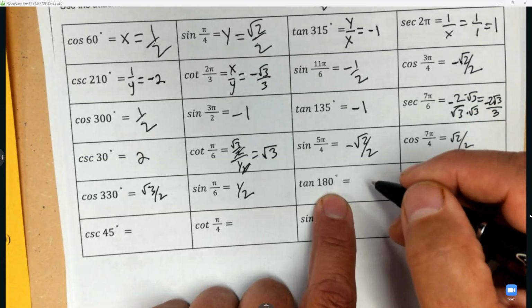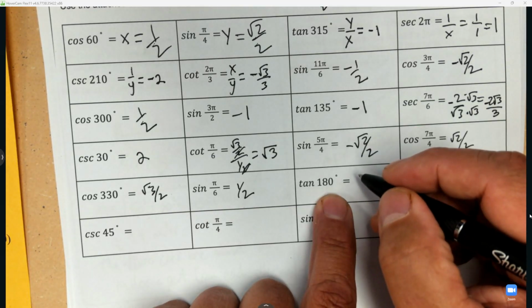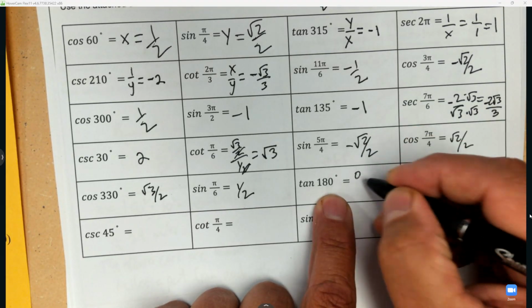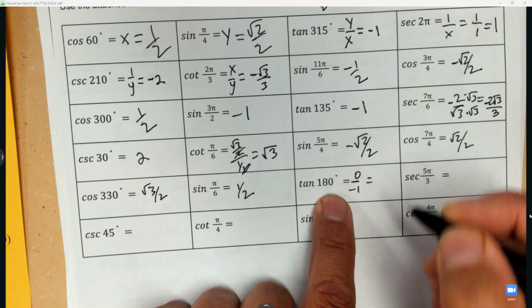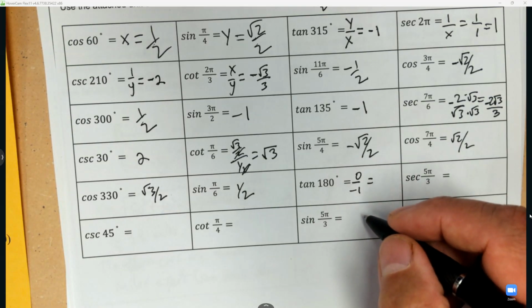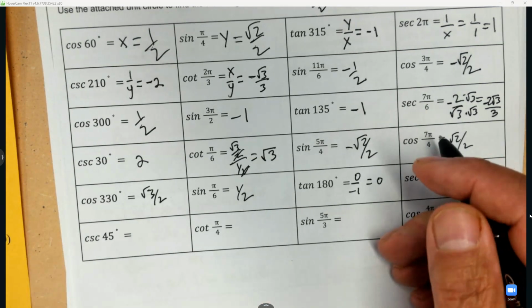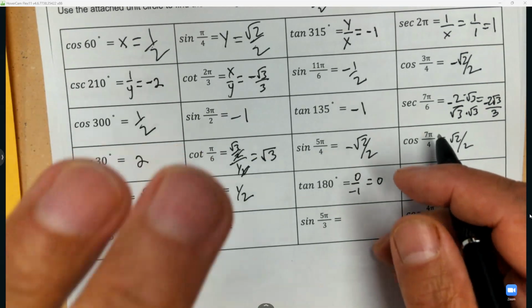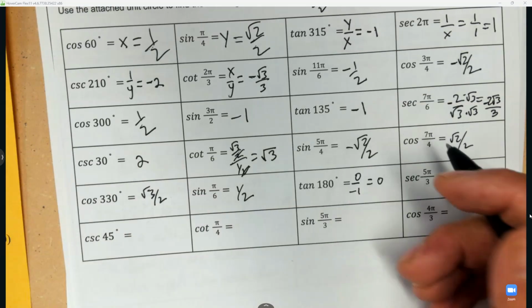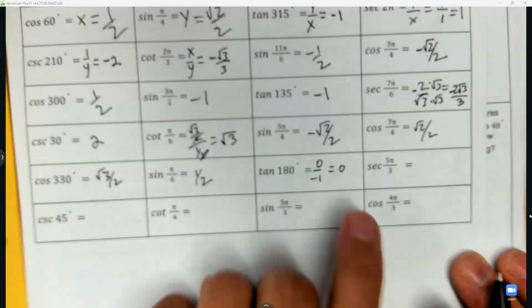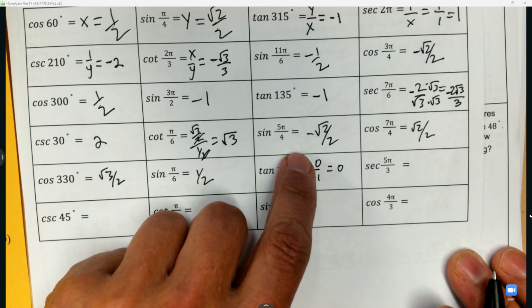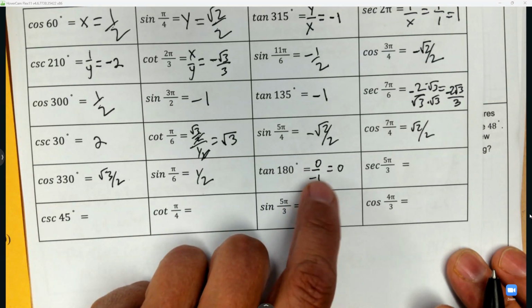Tangent 180, so again, that's y over x. So be careful here. When you have a 0 in the numerator, 0 divided by any number, the answer is 0. But if 0 was in the denominator, that would make it undefined. So this one's 0. 0 on top is good. 0 on the bottom is bad.